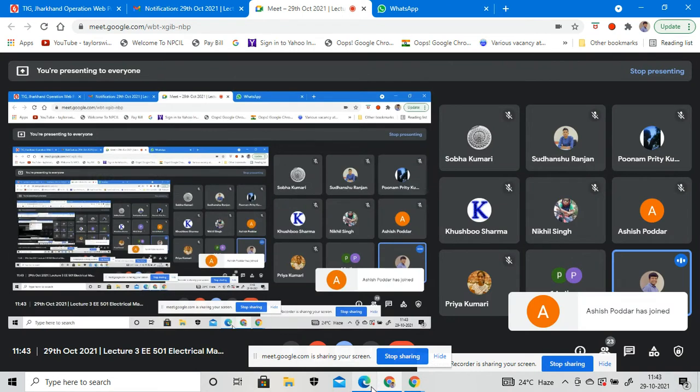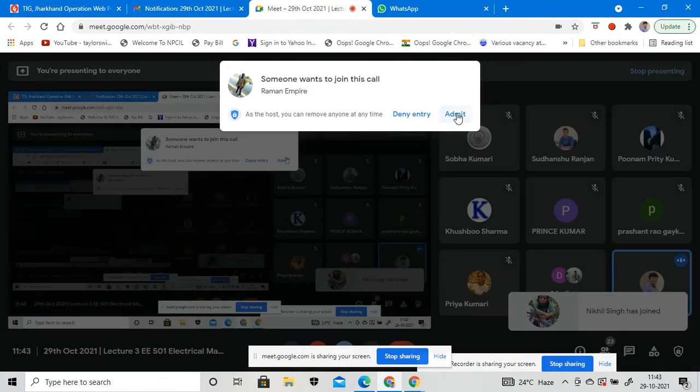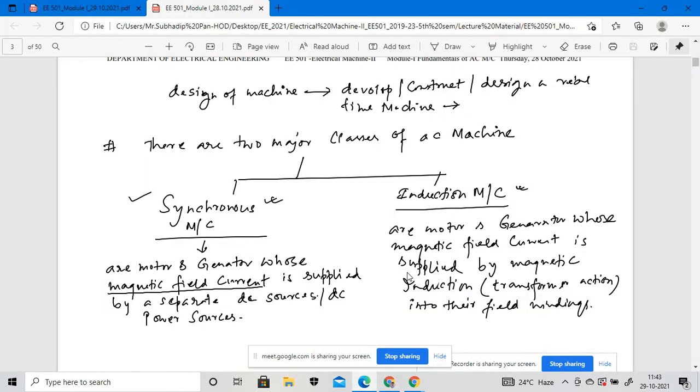The synchronous machine acts both as a motor and a generator, and its magnetic field current is supplied by a separate DC power source. Whereas the induction machine also acts as a motor and a generator, but its magnetic field current is supplied by magnetic induction, which happens just like transformer action in its field windings. These are the very basic differences between the synchronous machine and the induction machine.